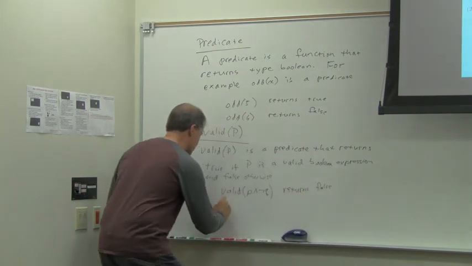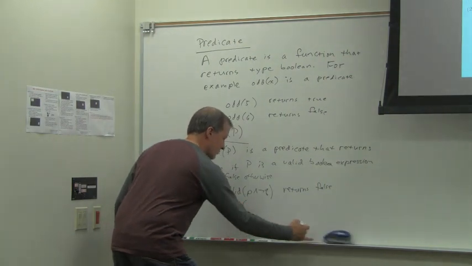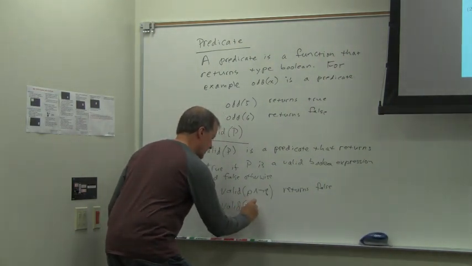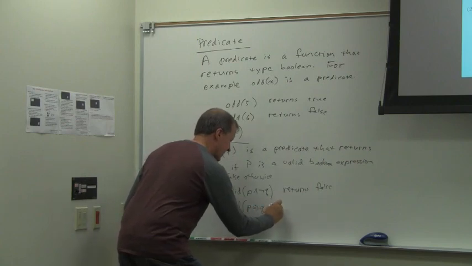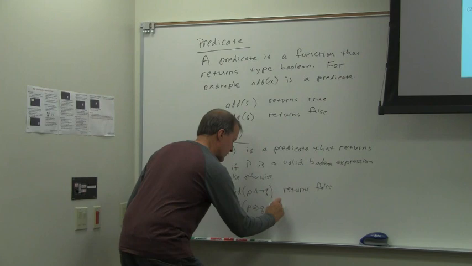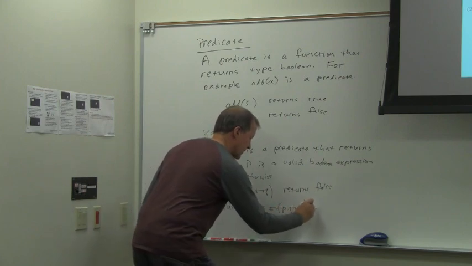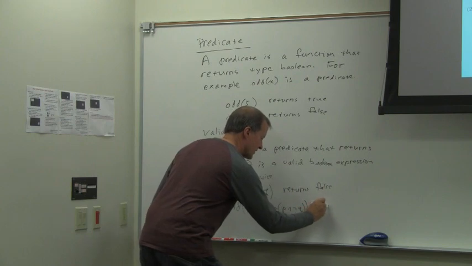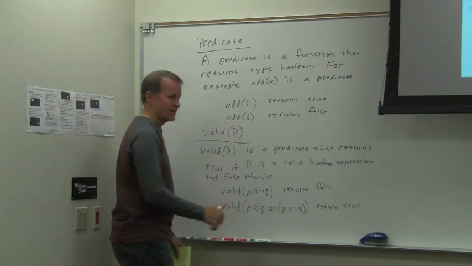And the other one was, what was that long one? Valid of P implies Q equivales not, parentheses, P and not Q. That returns what? True. It returns true, because that is a valid expression, right?